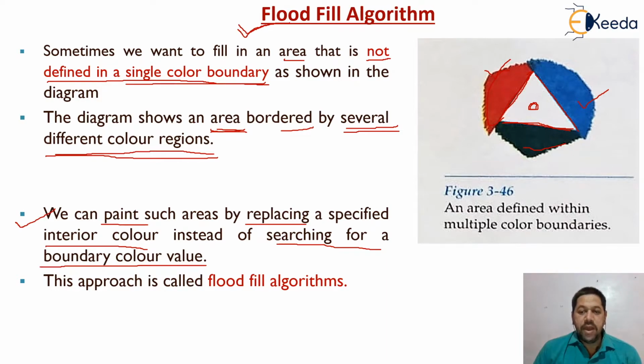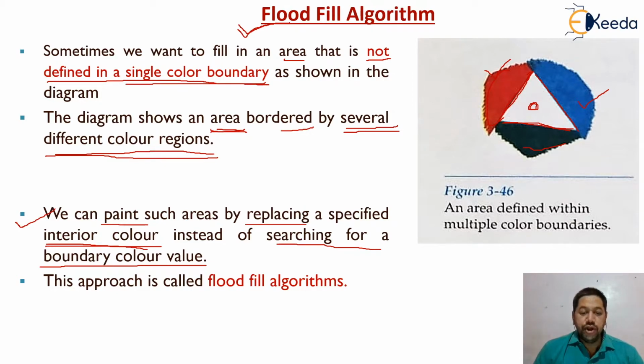Then I will compare whether this pixel already has the old value, which I'm considering as the interior color, and replace it. Now the interior color of this pixel is, suppose, white. Then replace this interior color with the fill color or polygon color which I want to fill.